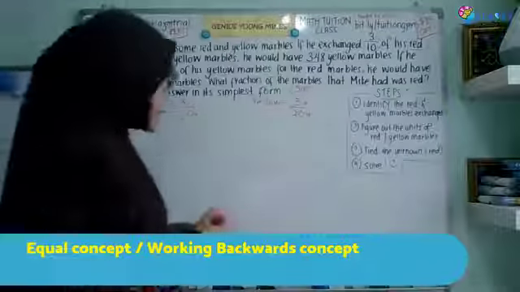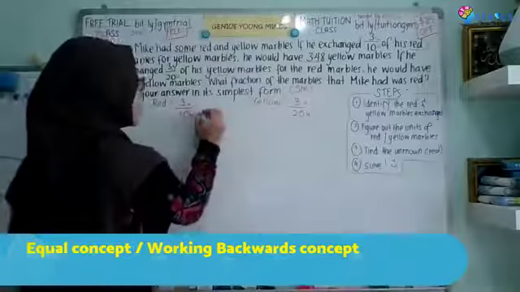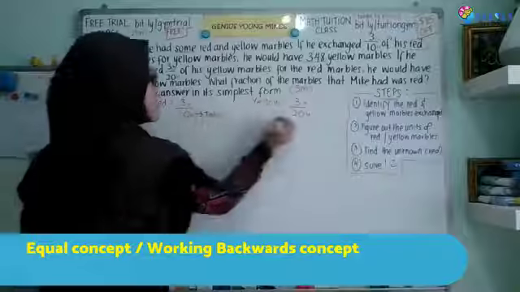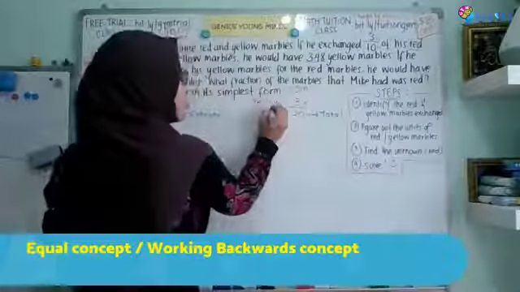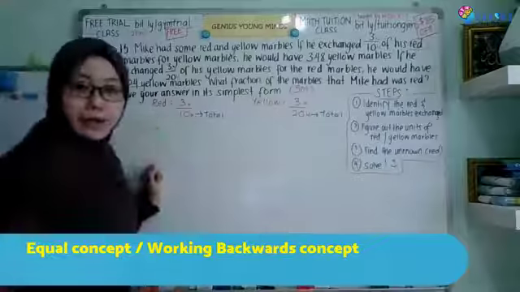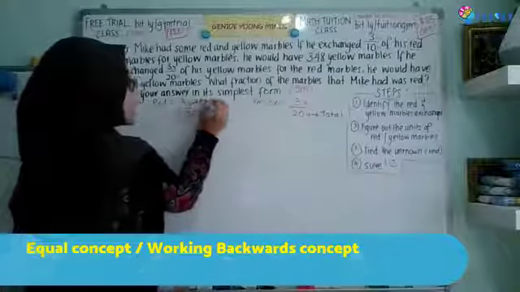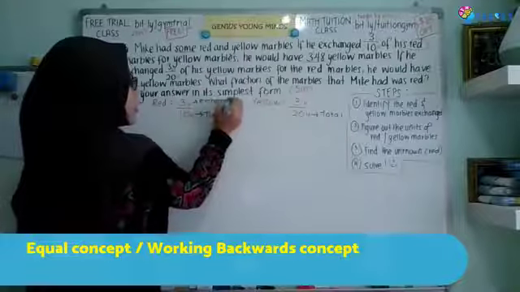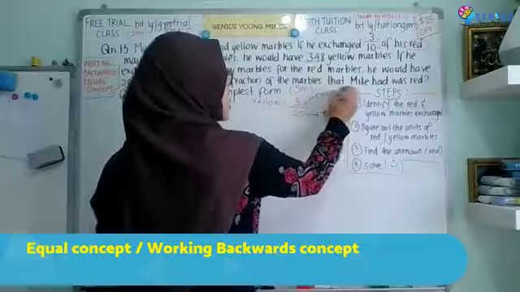Now the base, this one is always my total. This is always my total. So this is total for yellow. This is total for red. This is the one that is exchanged. So this is also the one that is exchanged.